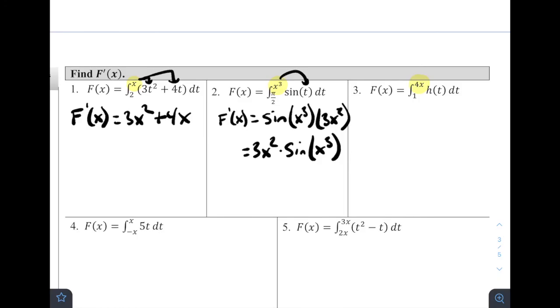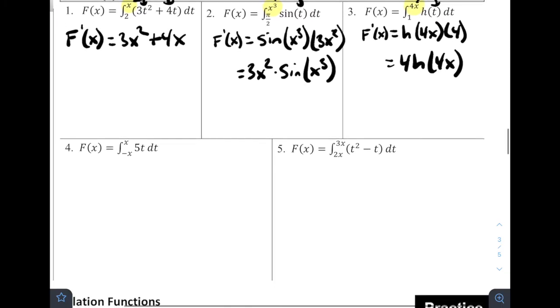For this one, same idea. Capital F prime of x is going to be equal to h of 4x times, so in this case, we actually don't have a specific function here, but we're plugging that 4x in for the t, and then we need to multiply by the derivative of the inside, so the derivative of 4x is 4. So altogether, that's going to equal 4h of 4x. That is what the derivative would be.